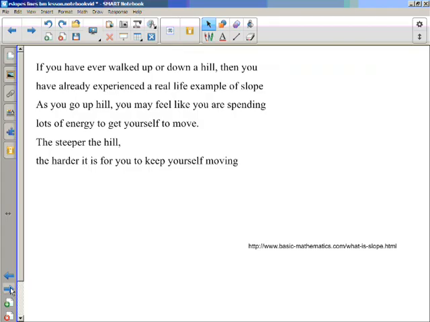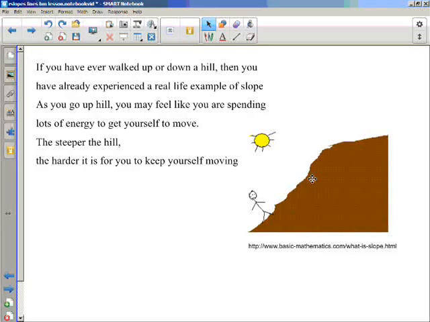And I looked online, I just typed in what is slope, and on this website, Basic Mathematics, I found a definition that says if you have ever walked up or down a hill, then you have already experienced a real-life example of slope. And here up north, we can say if you've ever skied, you know a little bit about it. As you go uphill, you may feel like you are spending lots of energy to get yourself to move. The steeper the hill, the harder it is for you to keep yourself moving up the hill. If you're skiing, of course, the harder it is to slow down.